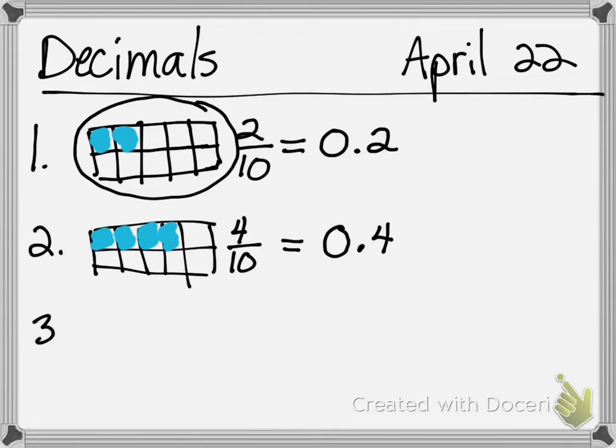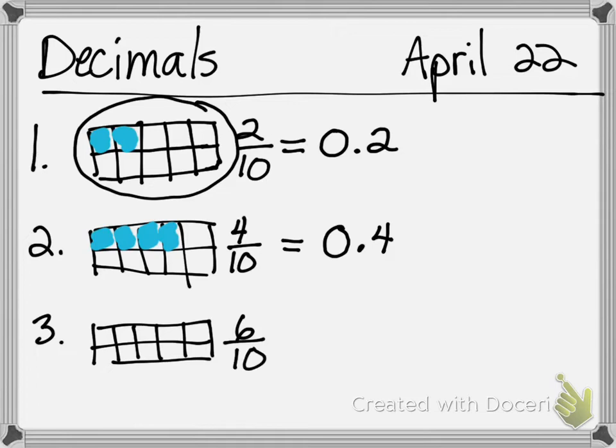All right, number 3, I would like you to color in this fraction, and I would like you to write the decimal beside. So pause that until you've colored it and written the decimal. All right, you should have 6 sections colored in, and our decimal should be 0 decimal 6.